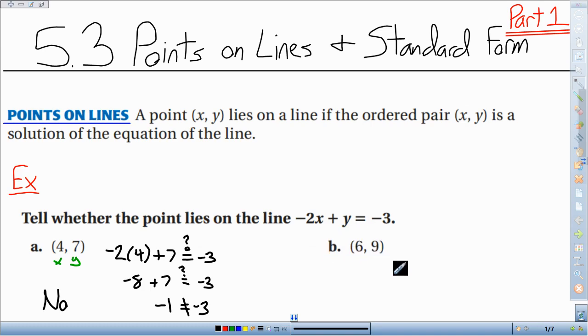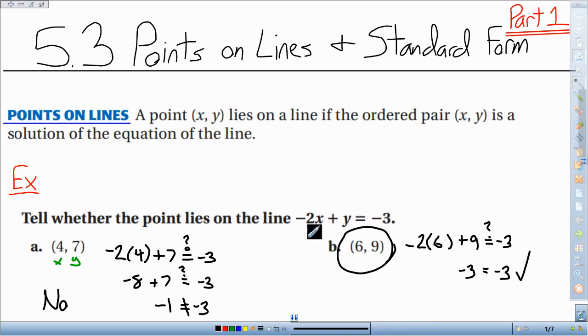Okay, let's try letter B here. Same idea, same equation. I'm going to take -2, plug in my x value, this one there is 6, plus my y value 9. And then again, I'm wondering, is that equal to -3? All right, and you guys can see we're getting -12 plus 9. We might as well just do that in our head. -12 plus 9 is getting us -3. And on this problem, it does in fact work. I like to put a little check mark next to it. Okay, so does this point lie on the line of this equation? Yes, it does.